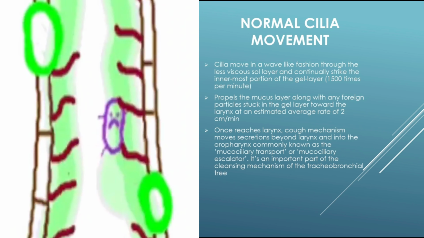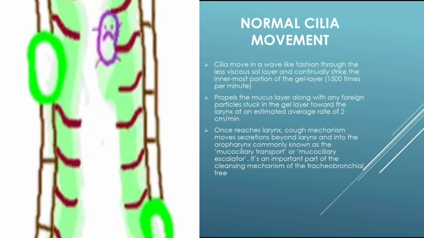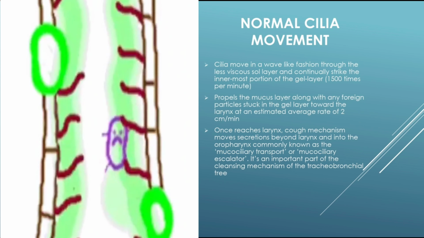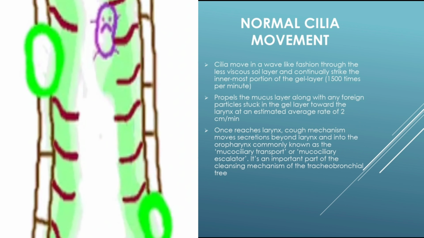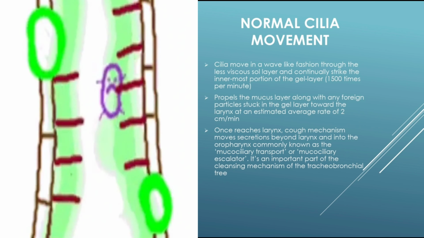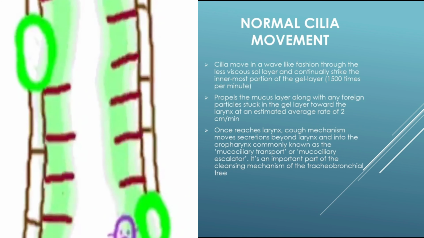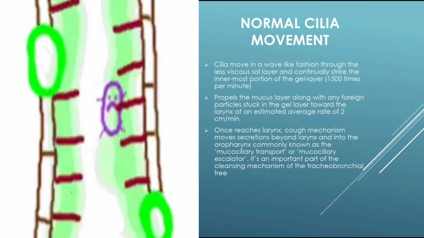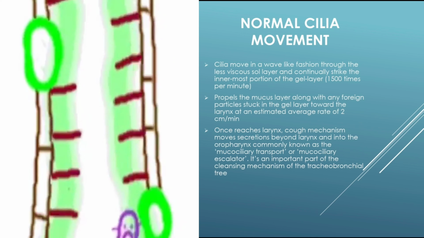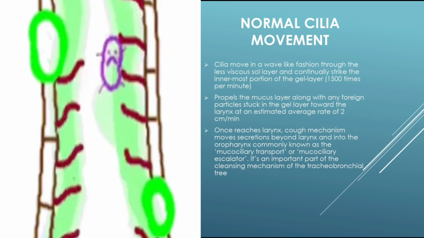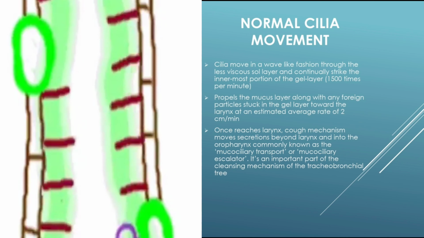Once it reaches the larynx, it kicks the cough mechanism in, and this helps move the secretions beyond the larynx and into the oropharynx. This is commonly known as the mucociliary escalator, and it is a very important part of the cleansing mechanism of the tracheobronchial tree.